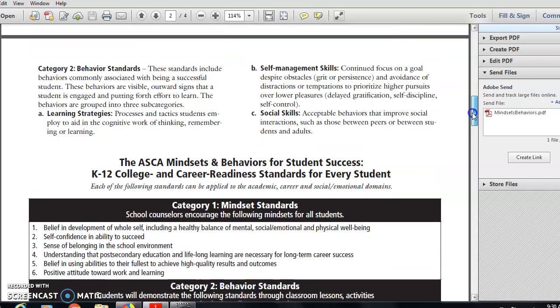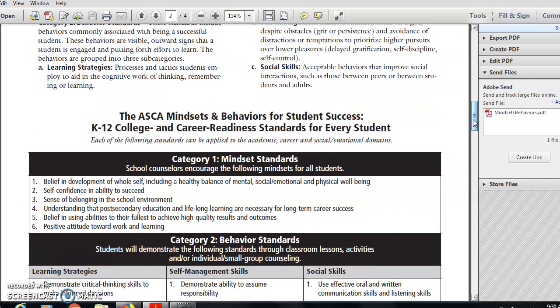If we scroll down here and we look at the mindset standards, there are 6 mindset standards that are listed here. And these are all going to be exactly what they sound like. They're going to be mindsets. So thinking about it when you are putting your lesson plan together, what do you want the mindset of the students to be as a result of your lesson plan? What is your hope for what your students will gain from this lesson plan?